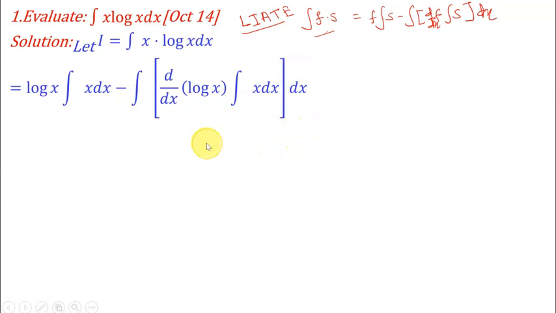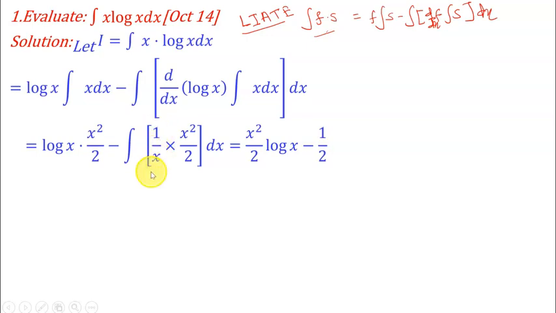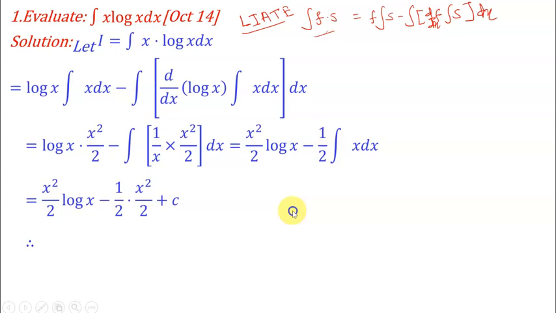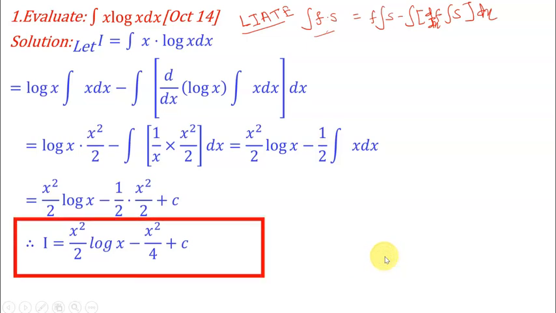Now simplify. It's very easy. What is the integral of x here? x square upon 2. What is the derivative of log of x? It is 1 upon x. What is the integral of x? x square upon 2. x gets cancelled. You will get here x upon 2. Like that, 1 upon 2 as a constant, integral of x into dx. What is the integral of x? It's x square upon 2. Then you will get 1 upon 2, x square upon 2, plus c. Therefore, you will get I is equal to x square upon 2 log of x minus x square upon 4 plus c. And this is the answer.